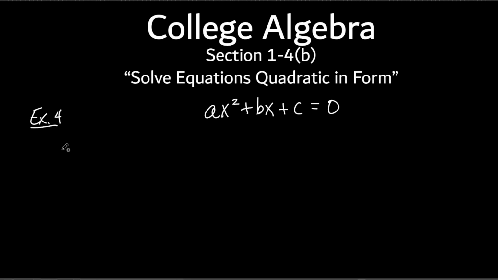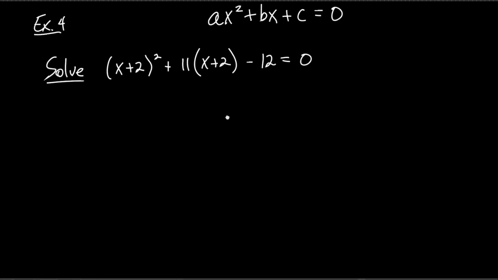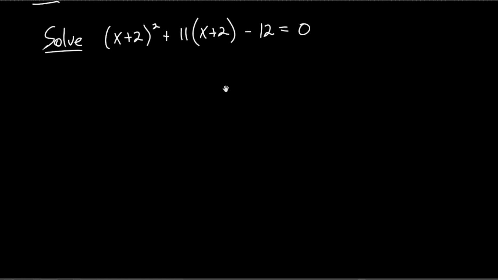Now this one's going to look a little bit different. We're going to do something that you may not have ever done before, at least the first part of it anyway. Then after that, it's old hat. Plus 11 x plus 2 minus 12 equals 0. Everybody see that? All right. Well, this looks a lot crazier.